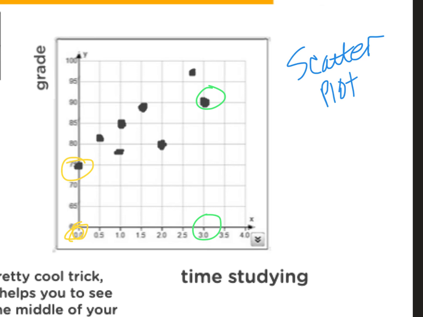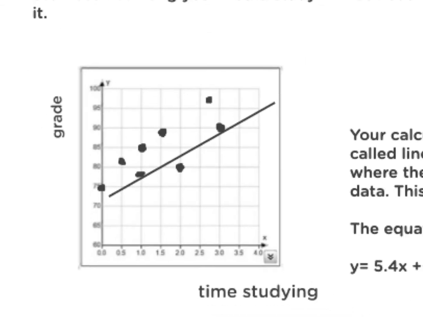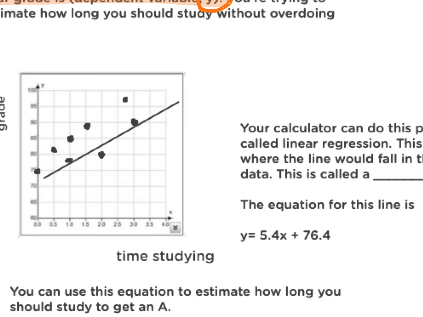Well, your graphing calculator does this really super cool trick where it literally measures the distance between all the coordinates, and it can figure out where the middle of that data set is. Anybody remember what this is called?